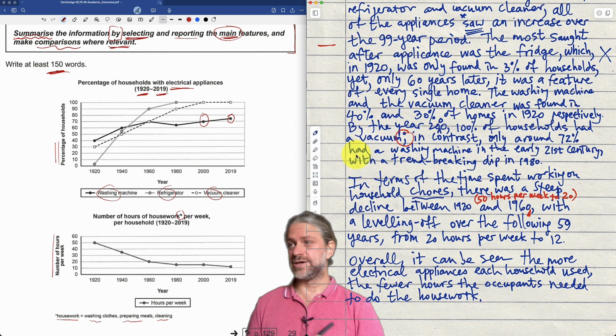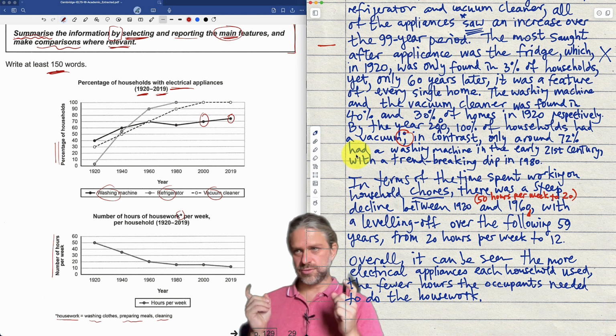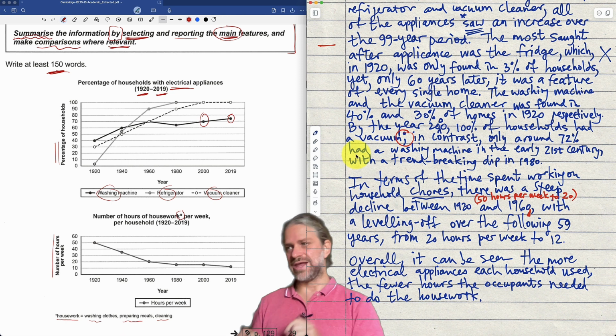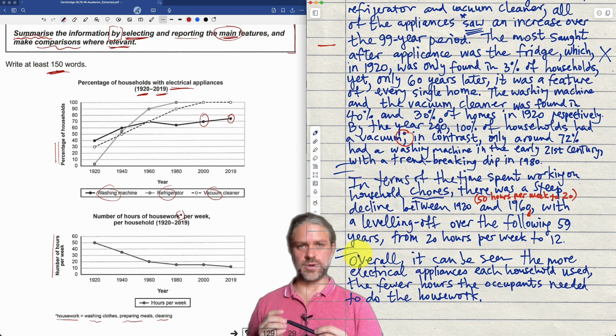Final paragraph. In terms of the time spent working on household chores, there was a steep decline between 1920 and 1960, 50 hours per week to 20, with a leveling off over the following 59 years from 20 hours per week to 12. Overall, it can be seen, this is a new paragraph, overall, it can be seen the more electrical appliances each household used, the fewer hours the occupants needed to do the housework.